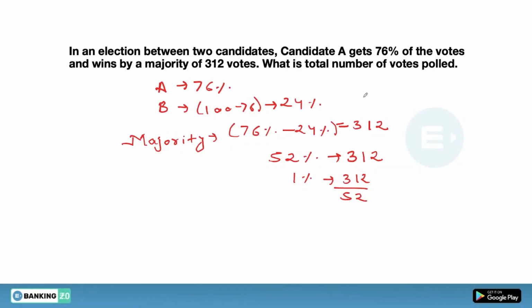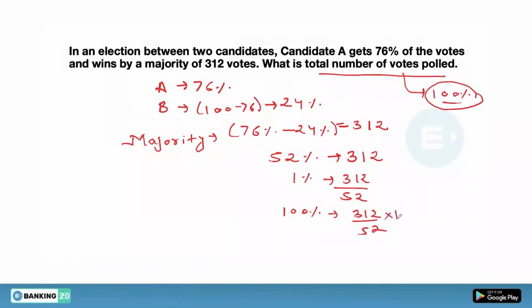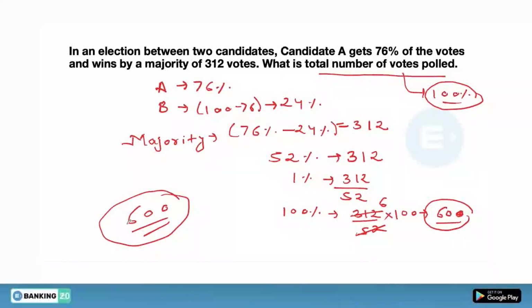And we are asked what is the total number of votes polled, and we clearly know that anything is 100% for itself, isn't it? So we have to calculate the 100% part. This means 312 by 52 into 100 is going to give you what? It will directly give you 600. Fine. So total number of votes polled were 600. So our correct answer is 600. Fine. So these all are important questions. Please try to understand that we are going to solve in this method, and this is the easiest and best method to calculate any solution. Fine. Let's move on to the next part.